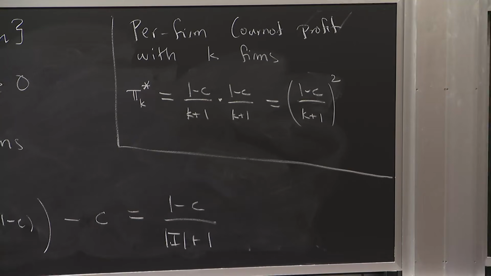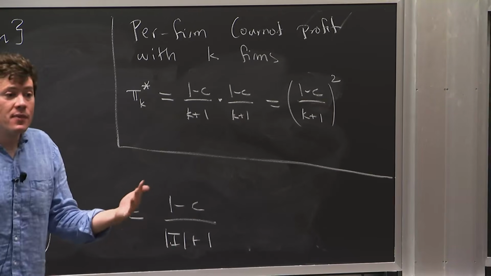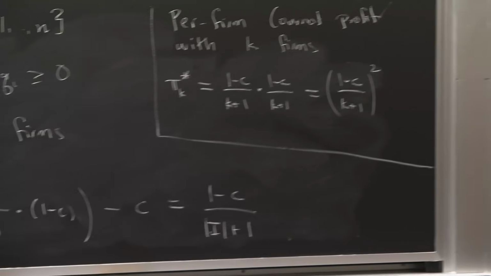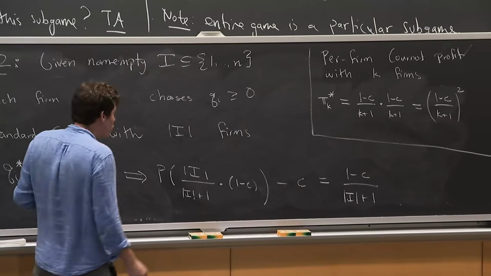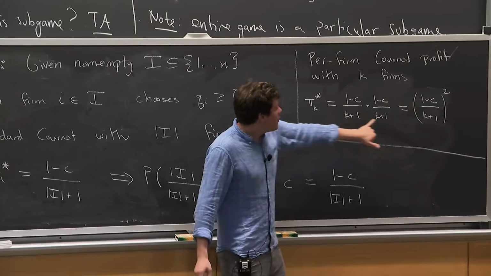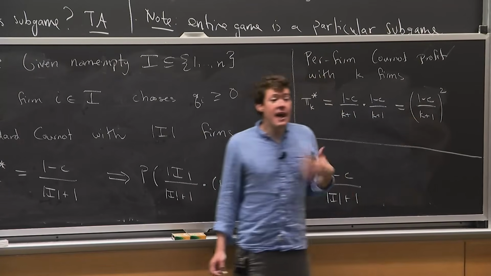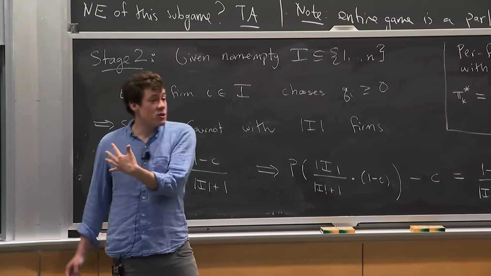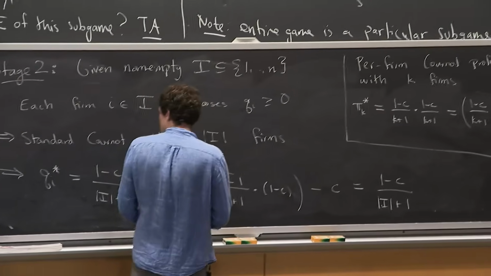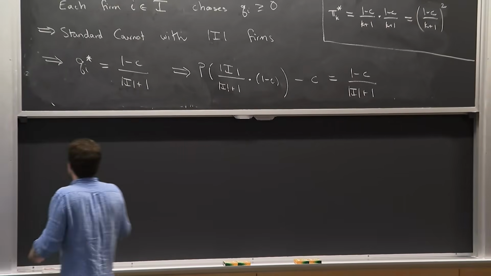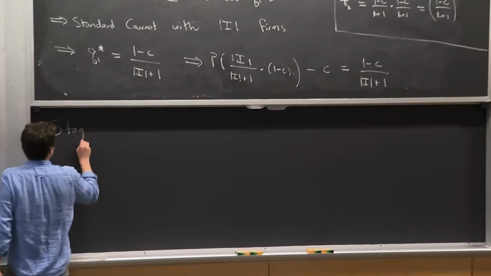OK. So now we can understand if k firms enter, what's going to happen. If k firms enter, and we play a Nash equilibrium of that subgame, then the k entering firms will each produce this amount. They'll each get this profit per unit, and they'll each get this total profit. And now we can move to stage 1. So let's go over here. So now let's move back to stage 1.